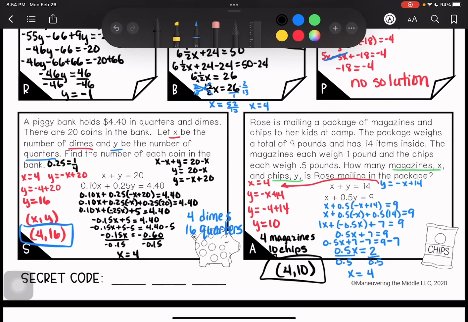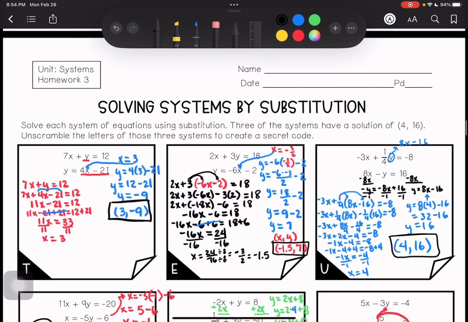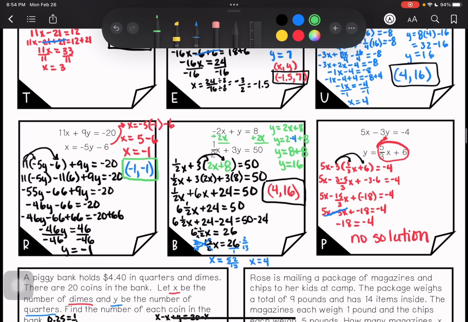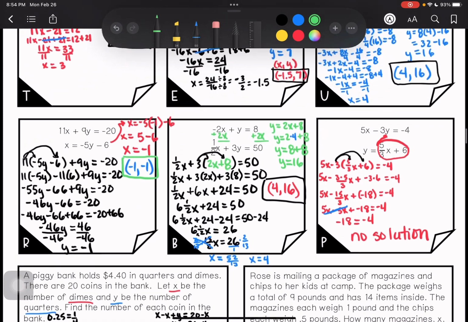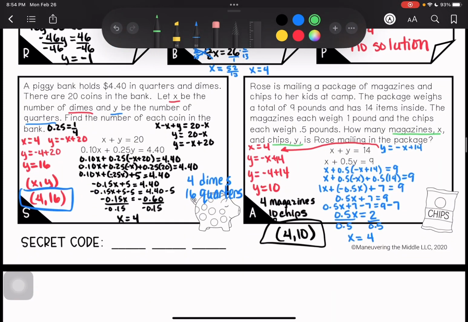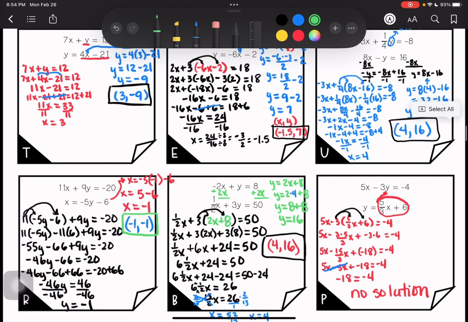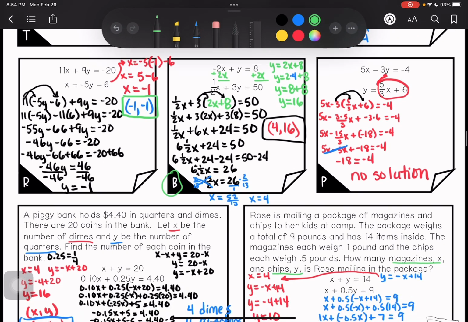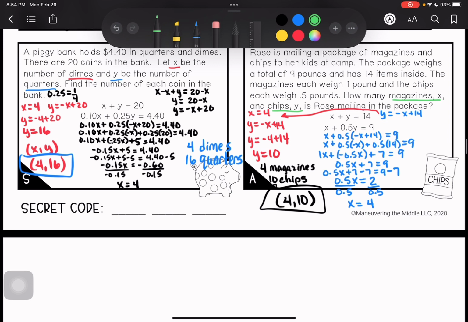So let's go back to the very top. It says solve each system of equations using substitution. 3 of the systems have a solution of 4, 16. Unscramble the letters of those 3 systems to create a secret code. Okay, so what is the secret code? Here's one letter, a U. A second letter is a B. And the third letter is an S.